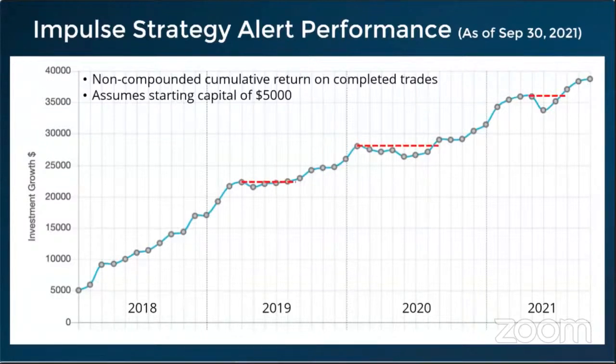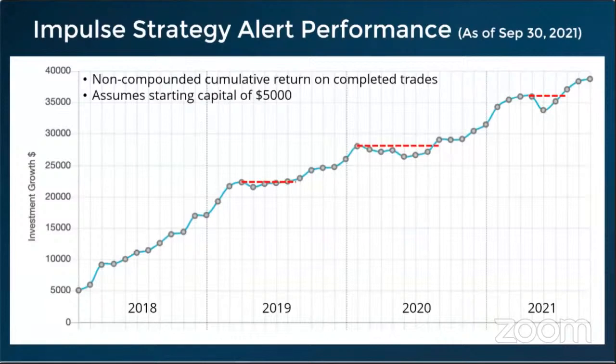Timing is everything. If you had joined the service at the beginning of any of those dotted lines, for a few months, your account was going through consolidation, possibly even a drawdown. But if you joined at the end of those lines, your performance was straight up. Your account was growing immediately. So some of you are thinking we're zeros, others are thinking that we're heroes. But it's so important to keep that longer term perspective in mind.